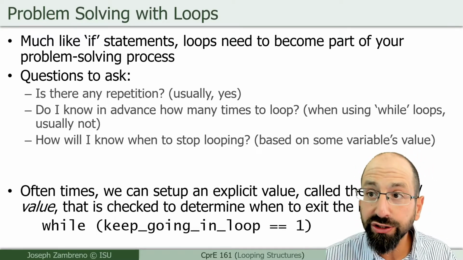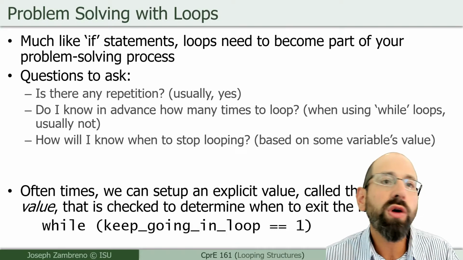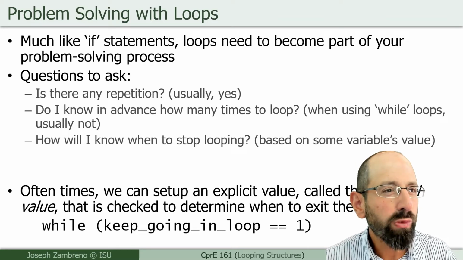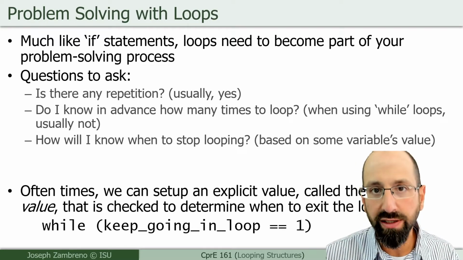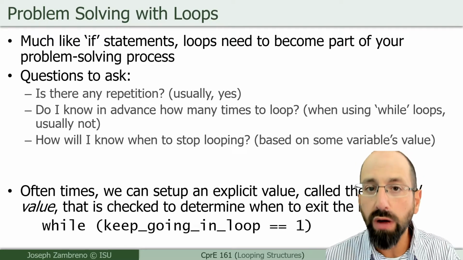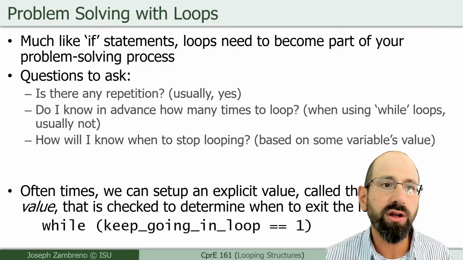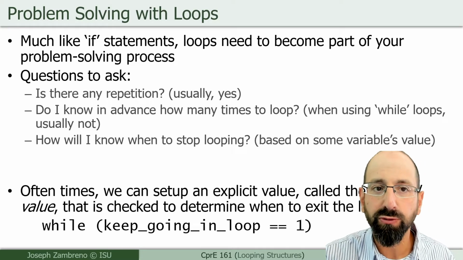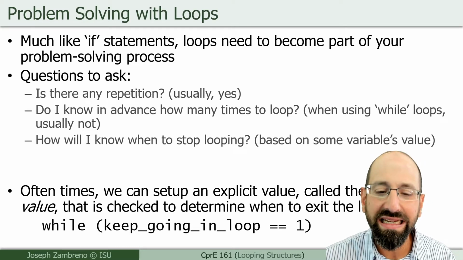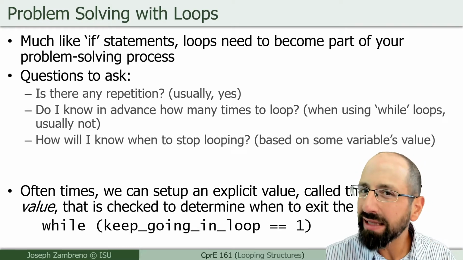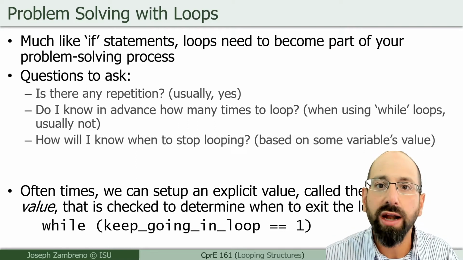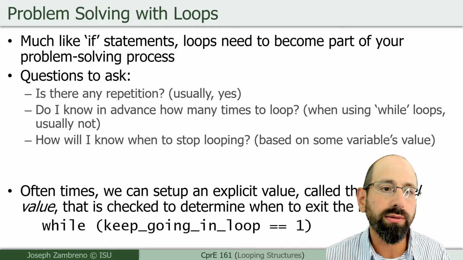A secondary question is, do I know in advance how many times I'll be looping? If we're using while loops, we don't necessarily know in advance how many times we're going to loop. If we do know how many times we're going to loop, we should use a for loop, as we'll cover here. And then the third question, as it relates to the structure of our while loops or for loops, is how will I know when I need to stop looping? Got to be based on some variable's value, but what that is, that's what you have to decide as you're writing your programs and as you're solving the problems.